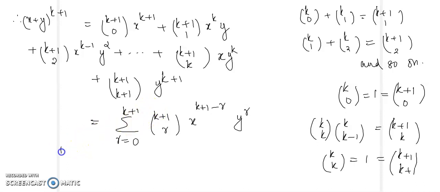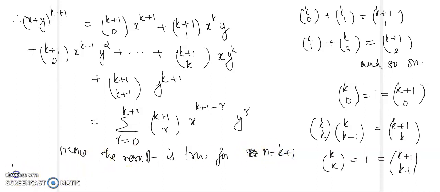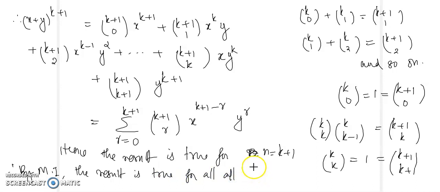Hence, by mathematical induction, the result is true for n equal to k plus 1. So therefore, by mathematical induction, the result is true for all n greater than or equal to 0. So that is the proof for the binomial theorem.